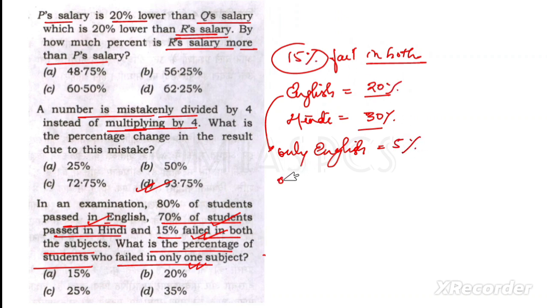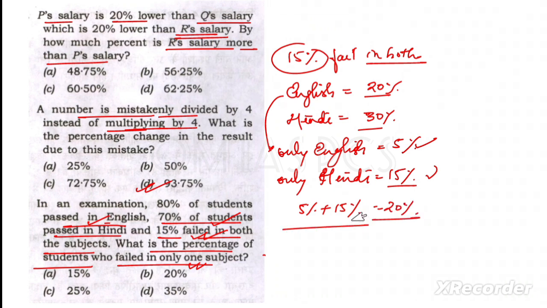So for only Hindi, what is the percentage? 30 minus 15, that is 15 percent. So what is the percentage of students who fail in only one subject? It is 5 percent plus 15 percent, that is 20 percent. So this is a simple arithmetic of percentage. I have told you that whenever we do plus or minus, we have to consider the units. If the unit is the same, whether percentage or whatever, it can be added. Got it? So is it easy or difficult?